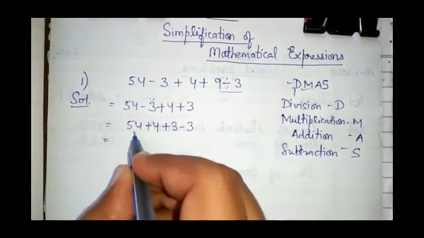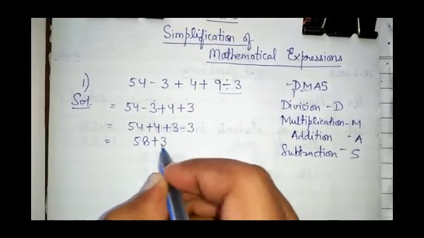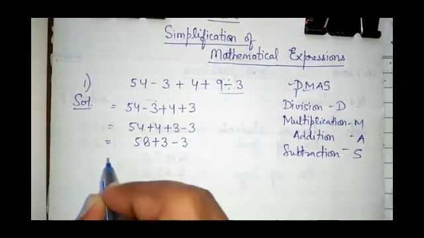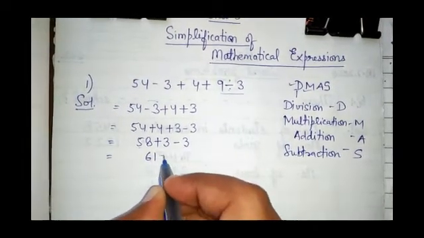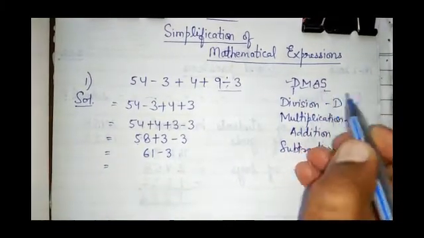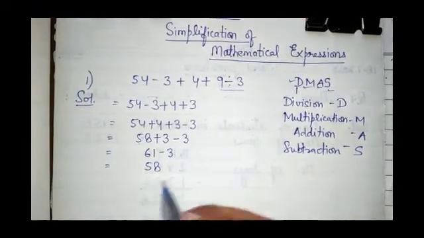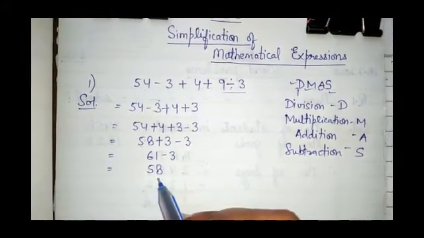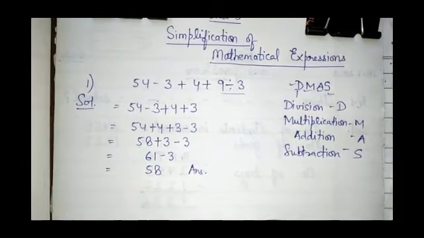Okay. Now we'll add 54 plus 4 is 58 plus 3. Again we have to do. If there are 2 additions, we'll do 1 addition at a time and the second addition in the next step. Now 58 plus 3 will give you 61 minus 3. Now at the last addition is done. Now we have to do subtraction at the last. So 61 minus 3 will give you 58. So children, you can see here that a big mathematical expression has been simplified and you have made it easy to answer, that is 58. This is called simplification of a mathematical expression.